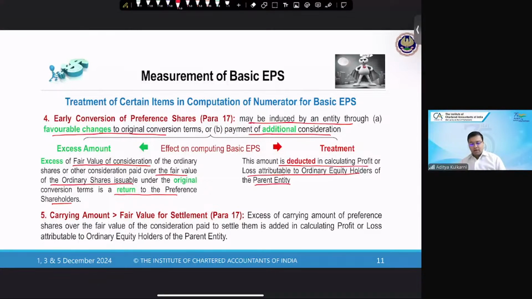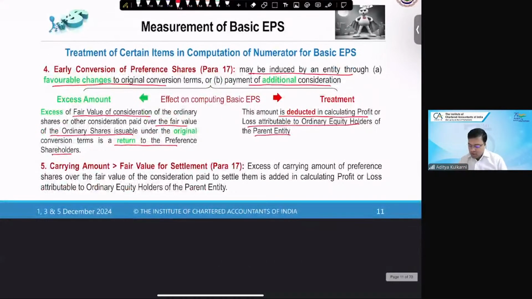Okay, all right. Now, carrying amount is greater than the fair value for settlement. Sometimes it may so happen that I am not performing well. That is why I want to convert my preference shareholders. So clearly conversion is giving a loss to my preference shareholders.